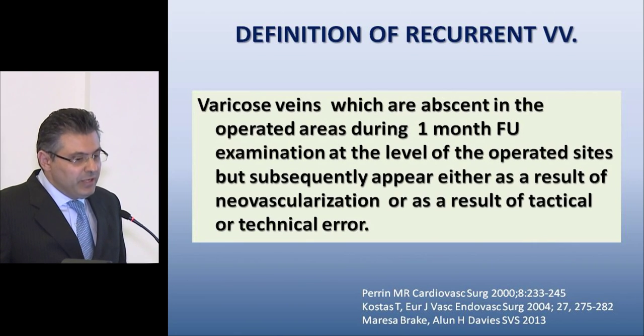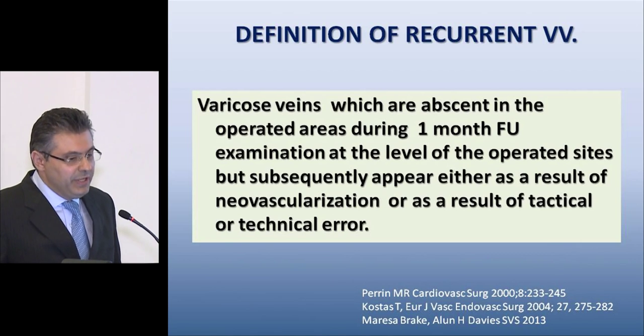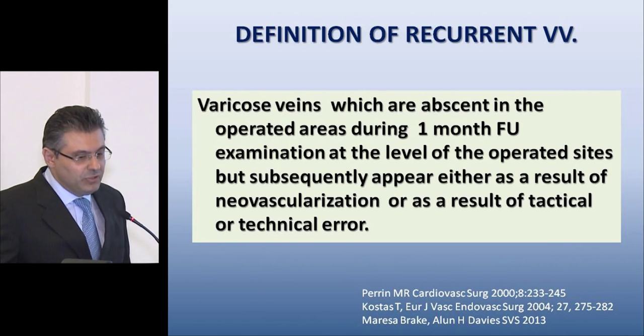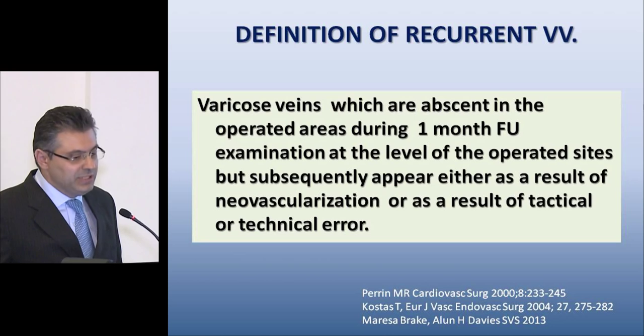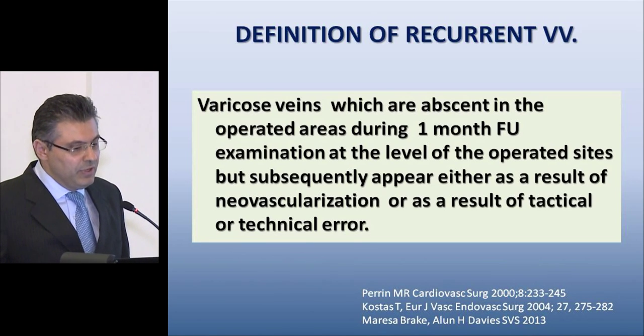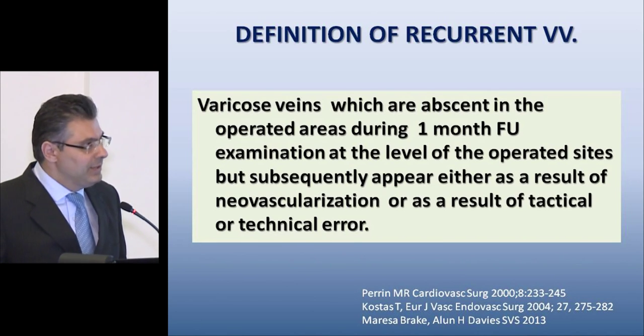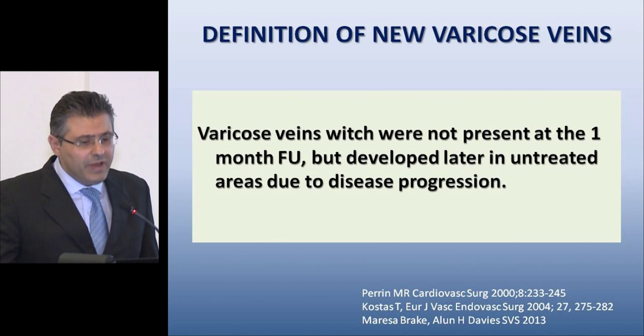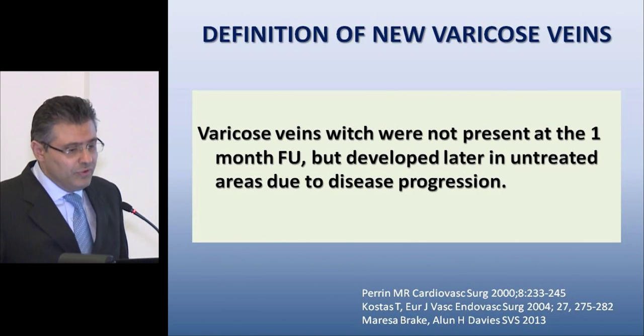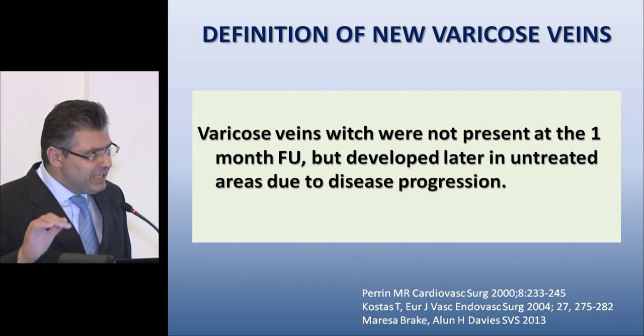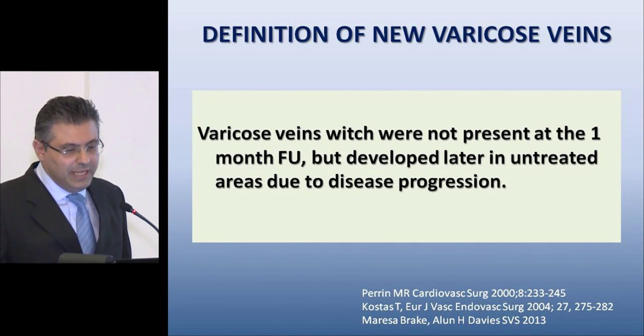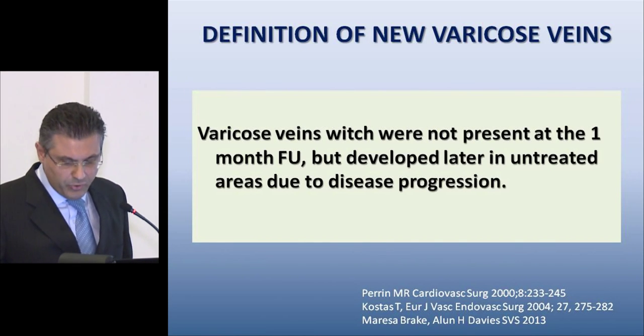While the recurrent varicose veins are absent in the operated area during the first month follow-up examination at the level of the operated site, but subsequently appear either as a result of neovascularization, as a result of technical and tactical error. And the new varicose vein, the new disease, is evolution of disease that was not present at the first month follow-up, but developed later in untreated areas due to disease progression.